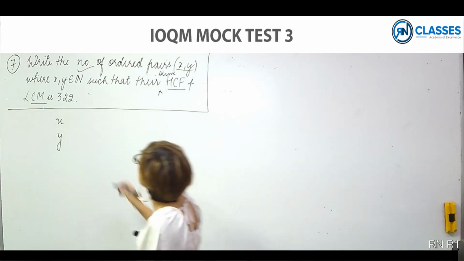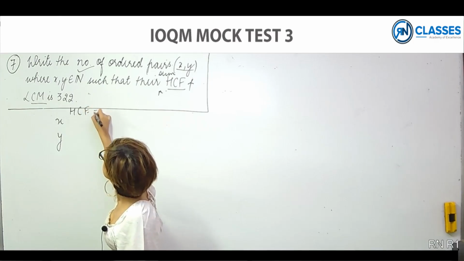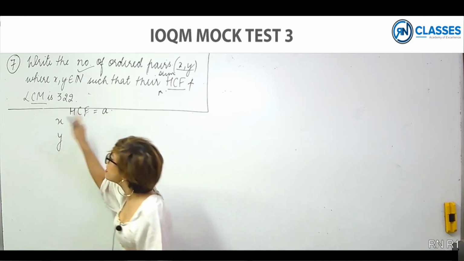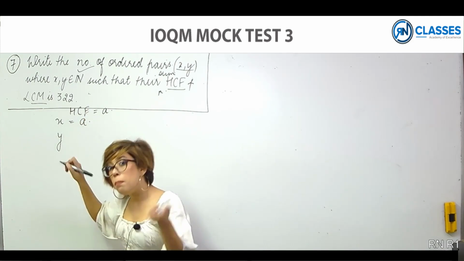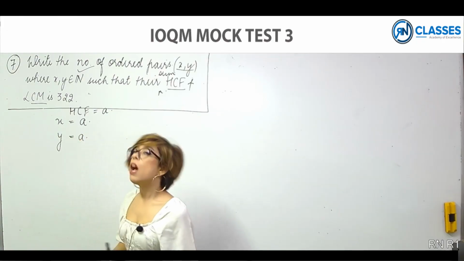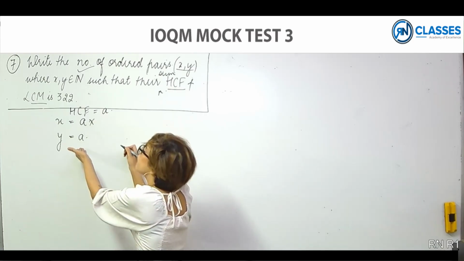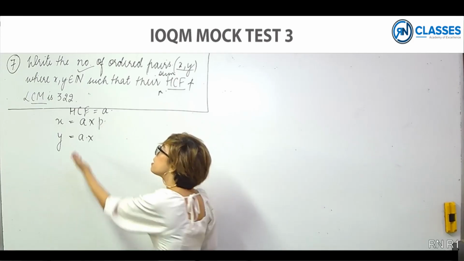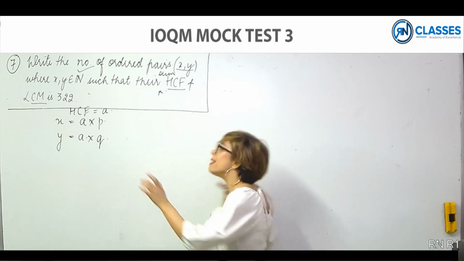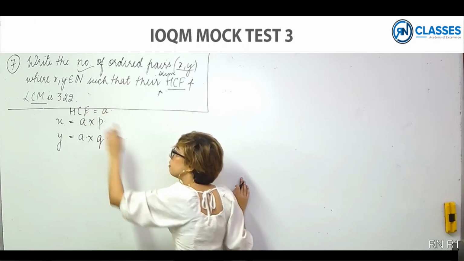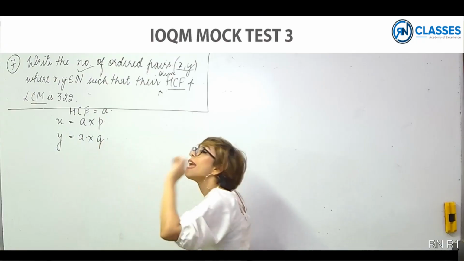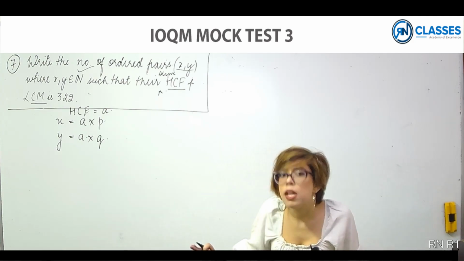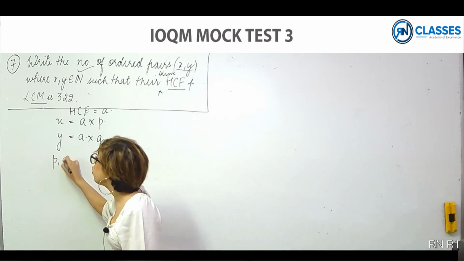So let the HCF of these two numbers be A. Good. Now the highest common factor is A. Now A must be present in x and A must be present in y. Along with A, I might have something else. Along with A over here, I might have something else. Now that something else, maybe that is P. And this something else, that is Q. Mind it, since the HCF is A, the highest common factor, P and Q should not have any other common prime factor. Now, if P and Q have no common prime factor, that means P and Q are co-prime to each other.